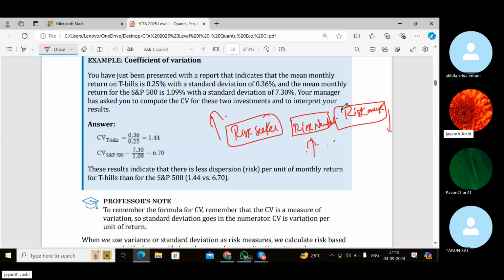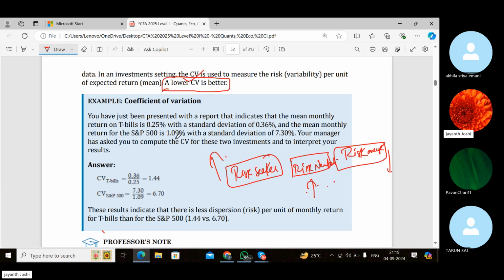But generally people have a nature: one nature is to take less risk, another is to take high risk. So don't always draw conclusions when you see statements. A lower coefficient of variation is better. That is only from the perspective of risk averse people who want to take less risk but want higher returns. Okay.